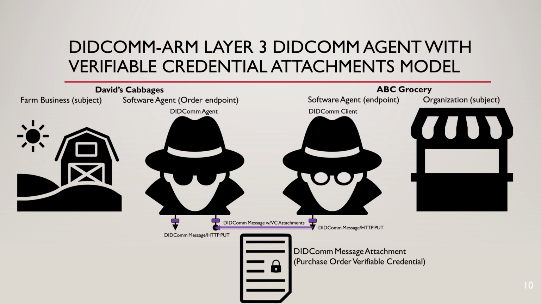At the bottom you see the purple line, which represents the auth-encrypted DIDCOMM message originating from the ABC Grocery DIDCOMM client, the fellow on the right, and being sent across to David's Cabbages software agent or DIDCOMM agent, the order endpoint where these purchase orders need to arrive. In the middle at the bottom we see the DIDCOMM message attachment being sent. In this case it's a purchase order verifiable credential.